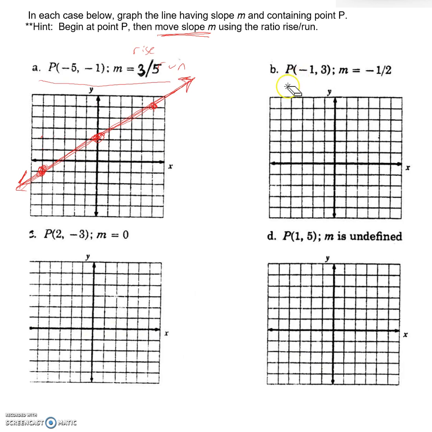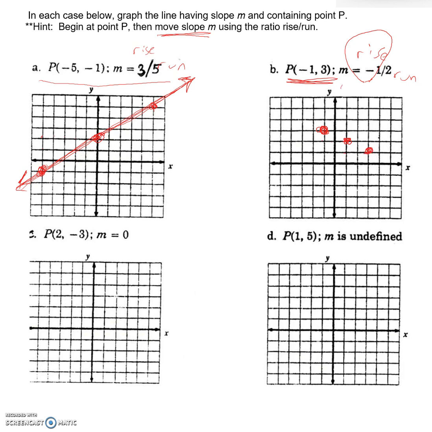Okay, so for the next one, we start at our point, -1, 3, and we want to move a rise over run, a slope of -0.5. Now, how do you do a -1 rise? Well, that's the opposite of rising. That would be going down. So down 1, but still across 2.